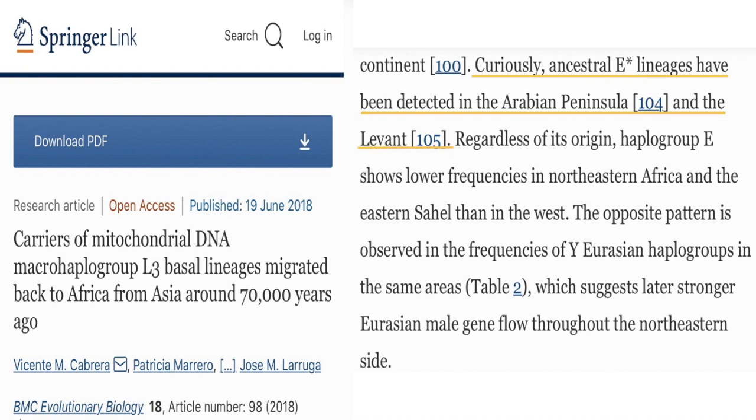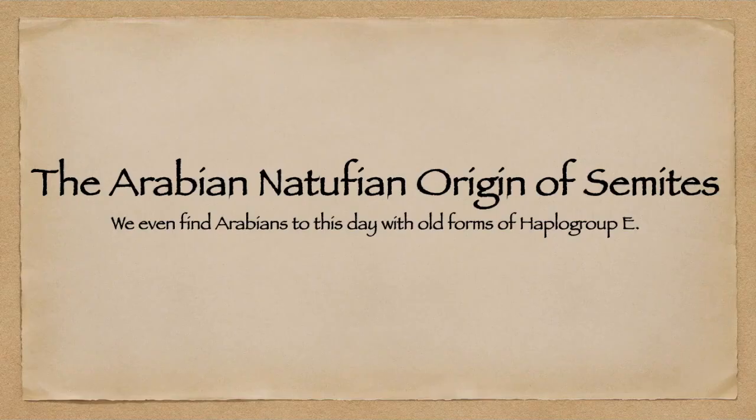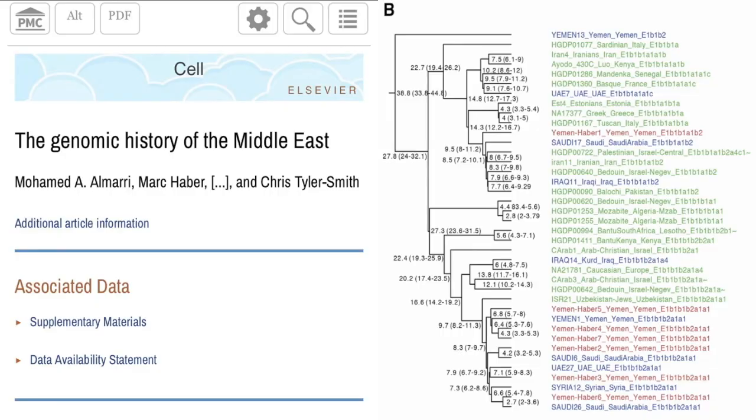So I find this very intriguing that there could be an Arabian Peninsula origin of Semites, and there could be a Levant origin of Semites. And either way, we find ancestral lineages of haplogroup E in both locations, again leading to the credence of haplogroup E likely being the Proto-Semitic lineage. We even find Arabians to this day with old forms of haplogroup E. They have a lot of old strands of E within them.